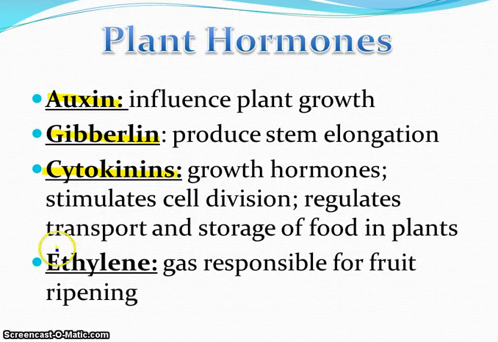The last type of hormone we're going to talk about is ethylene. Ethylene is a gas that is responsible for the ripening of fruit. It will allow the stem to also grow thicker if there's physical stress on the plant, and it also will help with flower production. The main thing, though, is the fruit ripening.